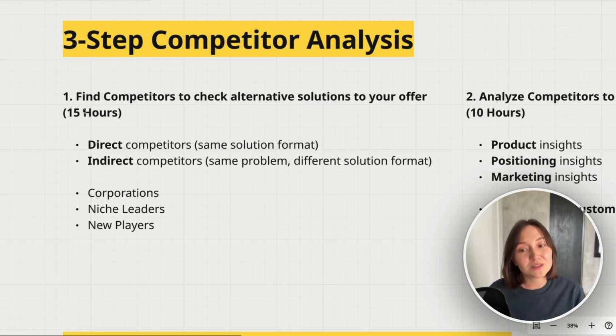It counted both direct competitors and indirect competitors. It also highlighted corporations, niche leaders, and new players. And I could make a report as I want. I could design it myself. So if I wanted only direct players that just appeared recently, for example, direct new players, I could use the filters and get a report of only competitors of this type.